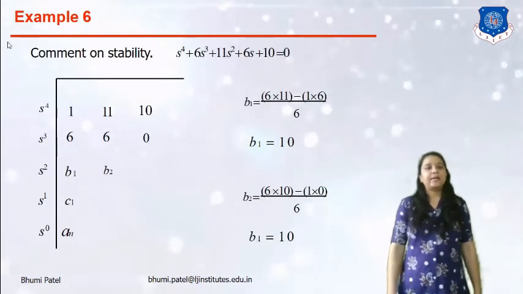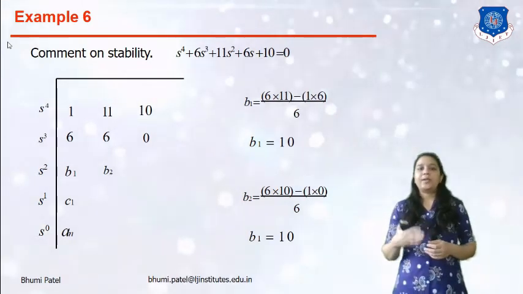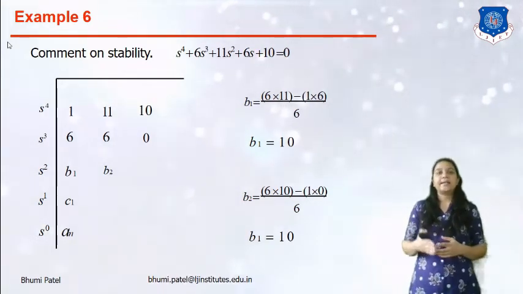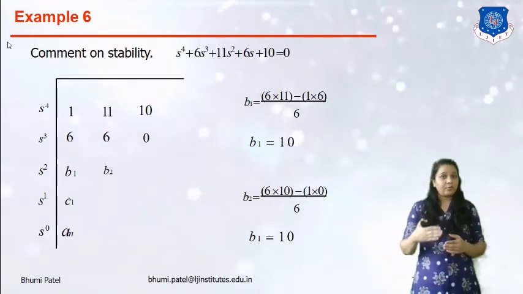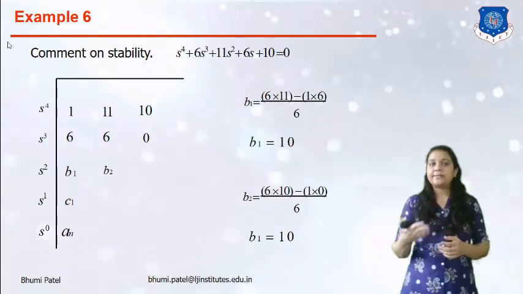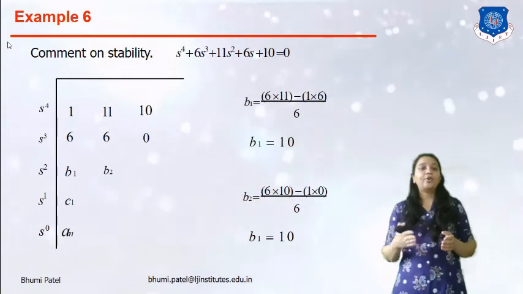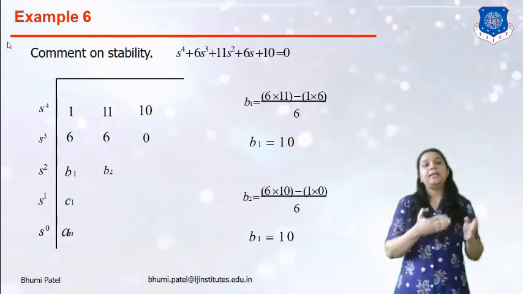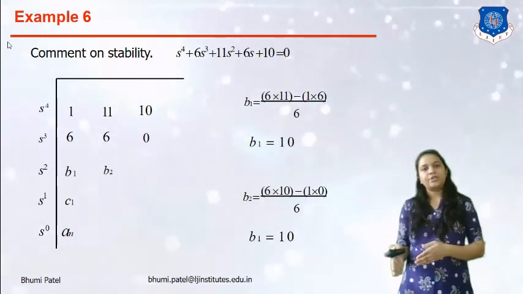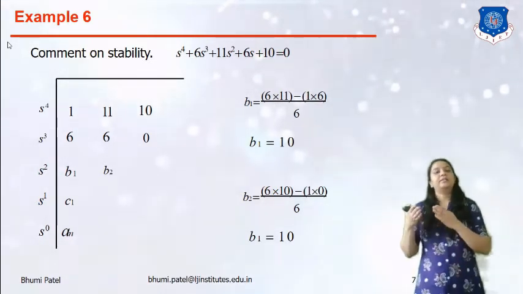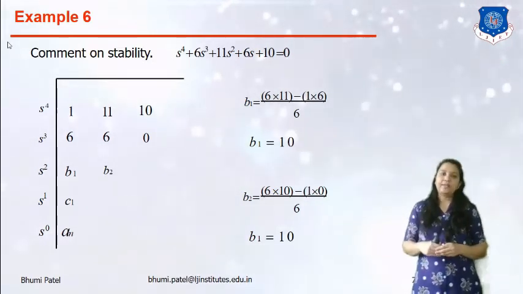Now the next example is s raised to 4 plus 6s cube plus 11s square plus 6s plus 10 is equal to 0. As a first step, we start with the maximum power of s and end with s raised to 0. First of all, we write the coefficient of s raised to 4. It is 1. Then skip the next term, then write the next coefficient, it is 11. Then skip the next term and write the next coefficient, and it is 10.